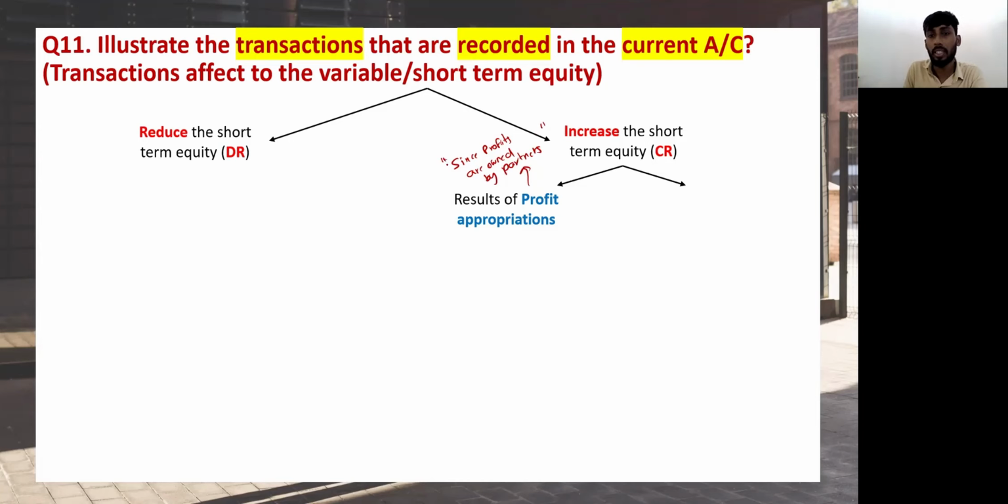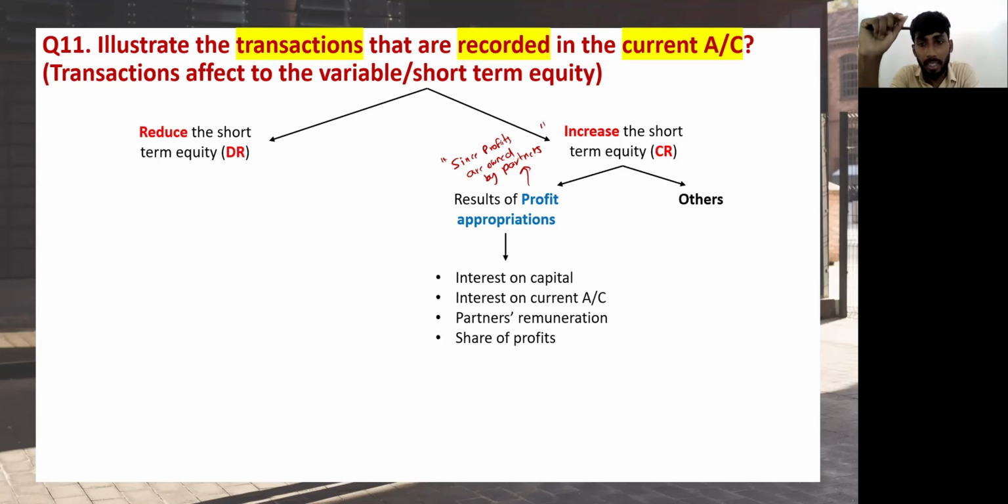But I'm not going to explain much in detail because it's a revision session. So I want to explain how to tackle in a short and sweet manner. Okay. So results of profit appropriations and other transactions. When it comes to the results of profit appropriation, now you know the ways that we can use to appropriate profit. So here, interest on capital, interest on current account, partners remuneration, and the share of profit.